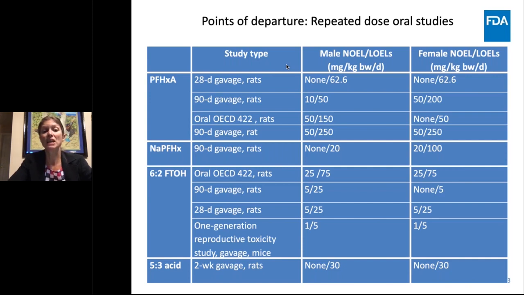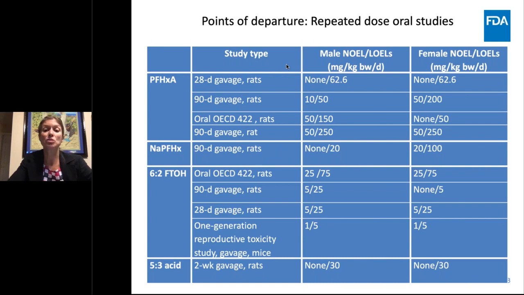And if you look at the 5,3 acid, it's remarkable. This is a 2-week gavage study that was conducted in rats. The doses were 30, 300, and 900 mg per kg. For the males, the 300 and 900 mg per kg rats lasted for 4 days. After that, they were all dead. The only rats that survived the 2-week period were the male rats given 30 mg per kg.